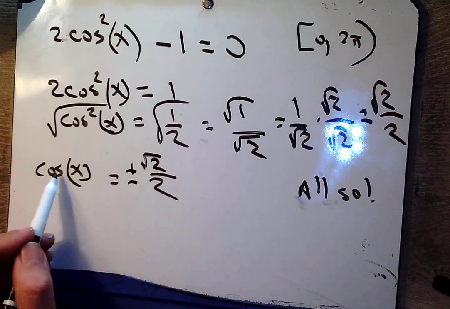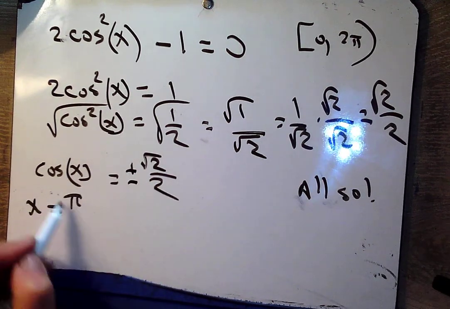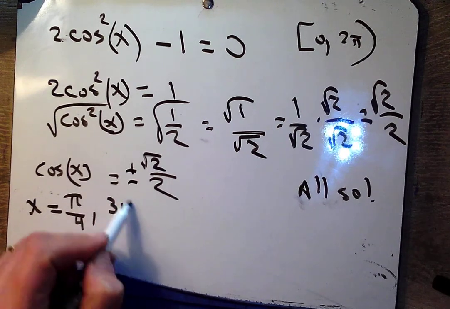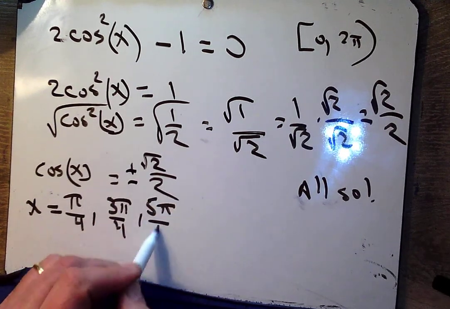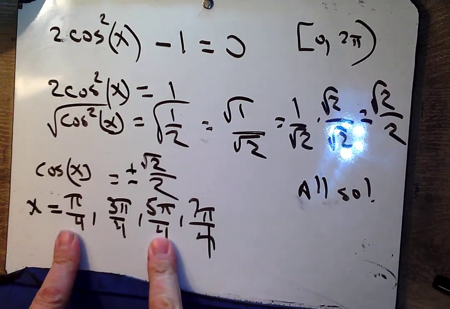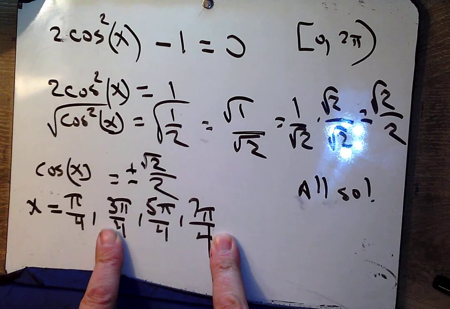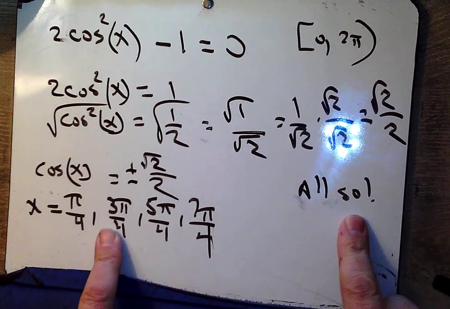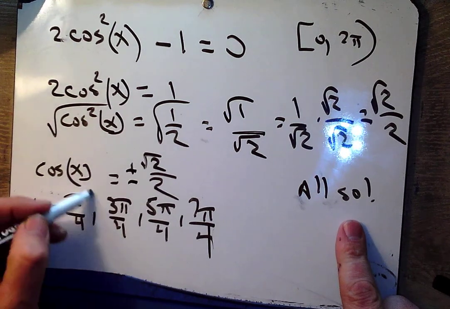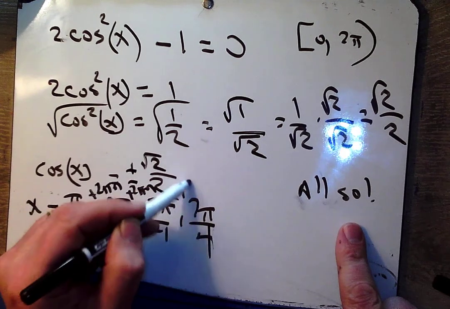So when is cosine plus or minus root 2 over 2? Well, that happens at pi over 4, 3 pi over 4, 5 pi over 4, and 7 pi over 4. These are the solutions where cosine is equal to positive root 2 over 2, and these are the solutions where cosine is equal to negative root 2 over 2. Ooh, but we need all solutions as well. And so I guess many of you will still be doing this.